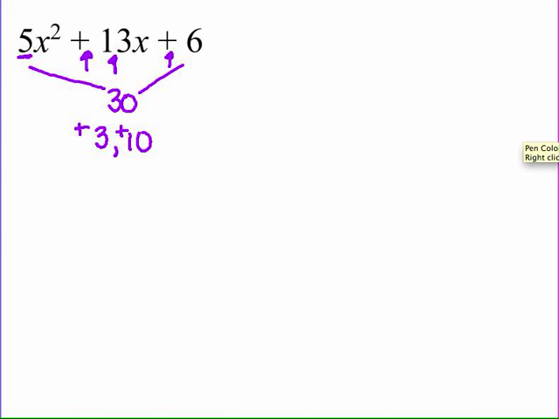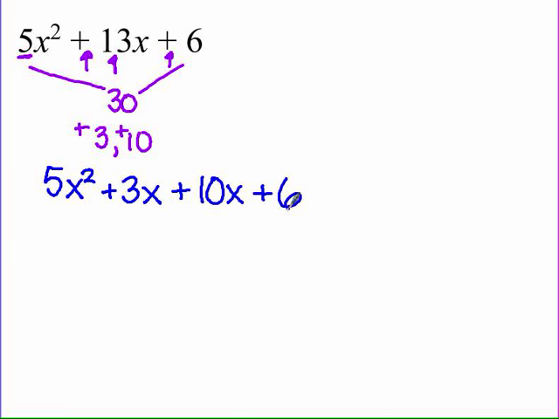Bring them down. So tell me what it should be. x plus 3. Do 5x squared plus 3x plus 10x plus 6. Now, this is the thing. If you did the 10 first and the 3 second, that's fine. You'll still get the exact same answer at the end. Your steps in between just might be a little different. If you switch the 10 and the 3, you'll still get the same thing.